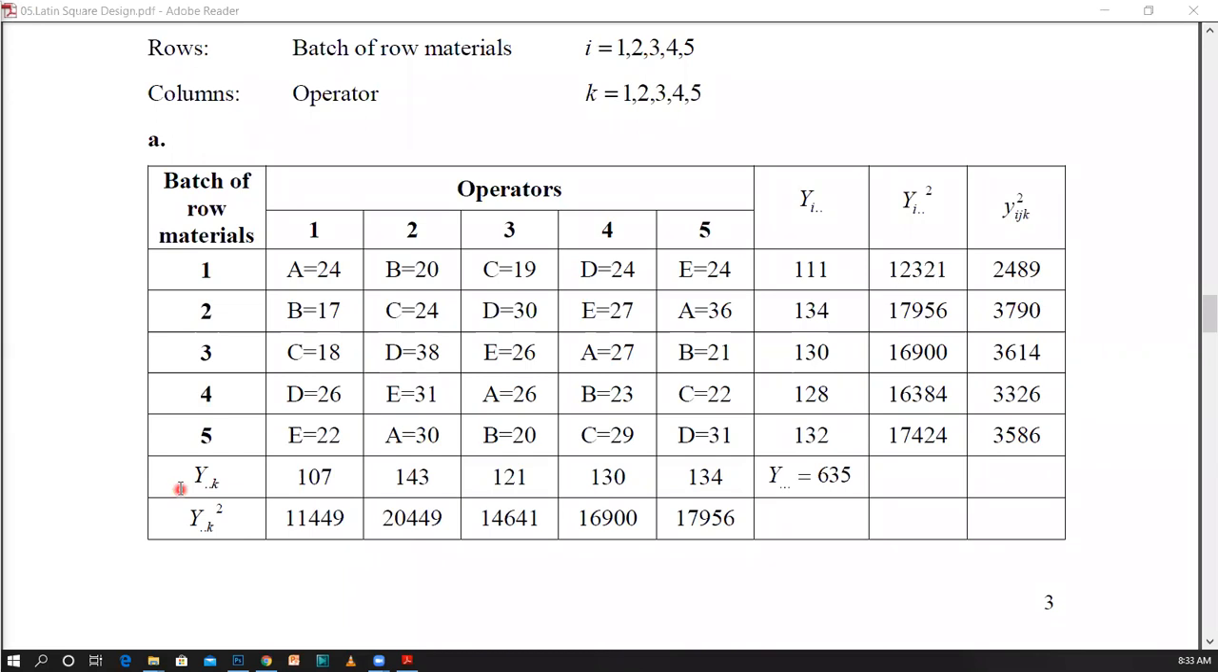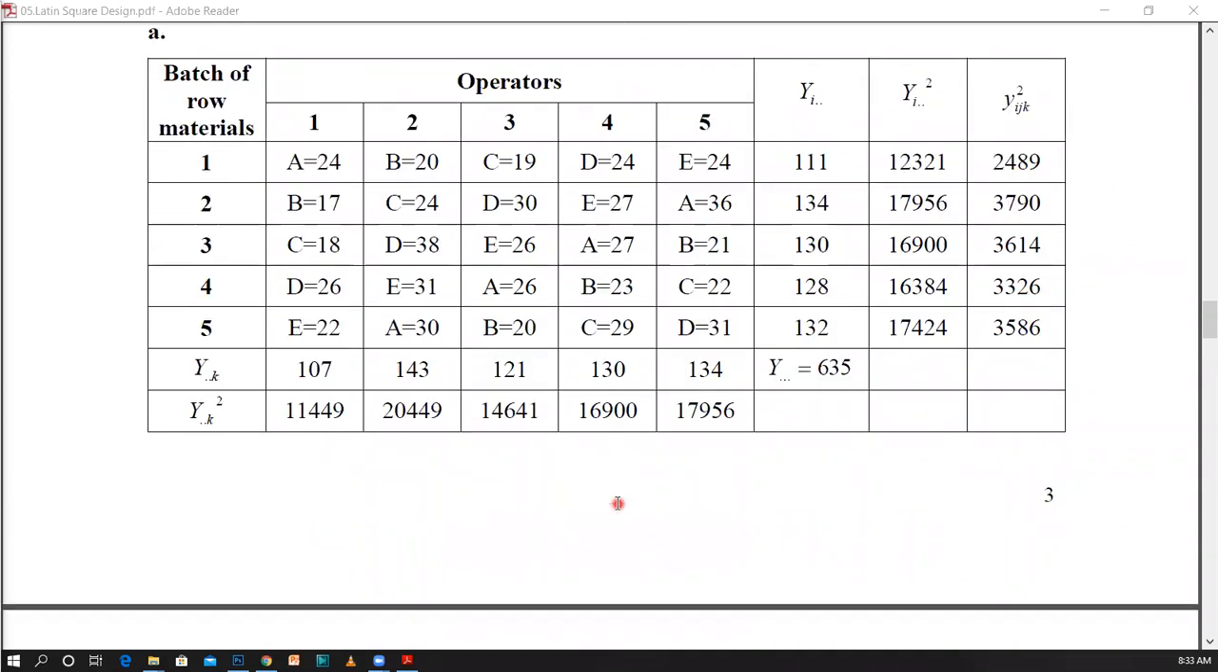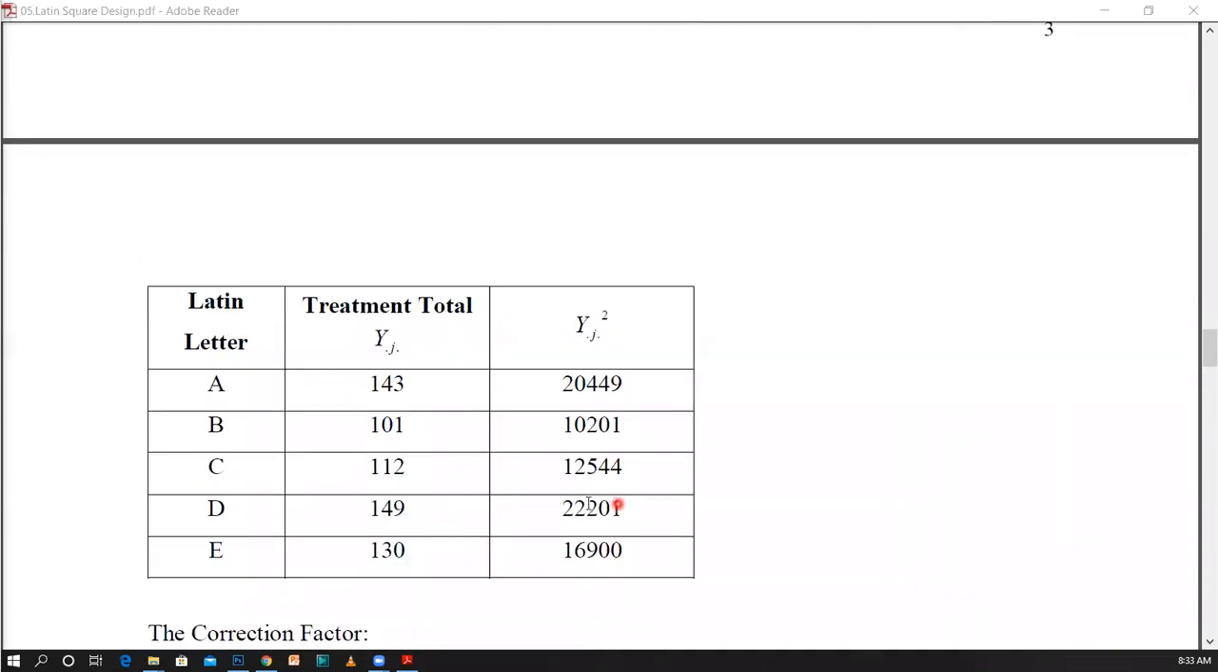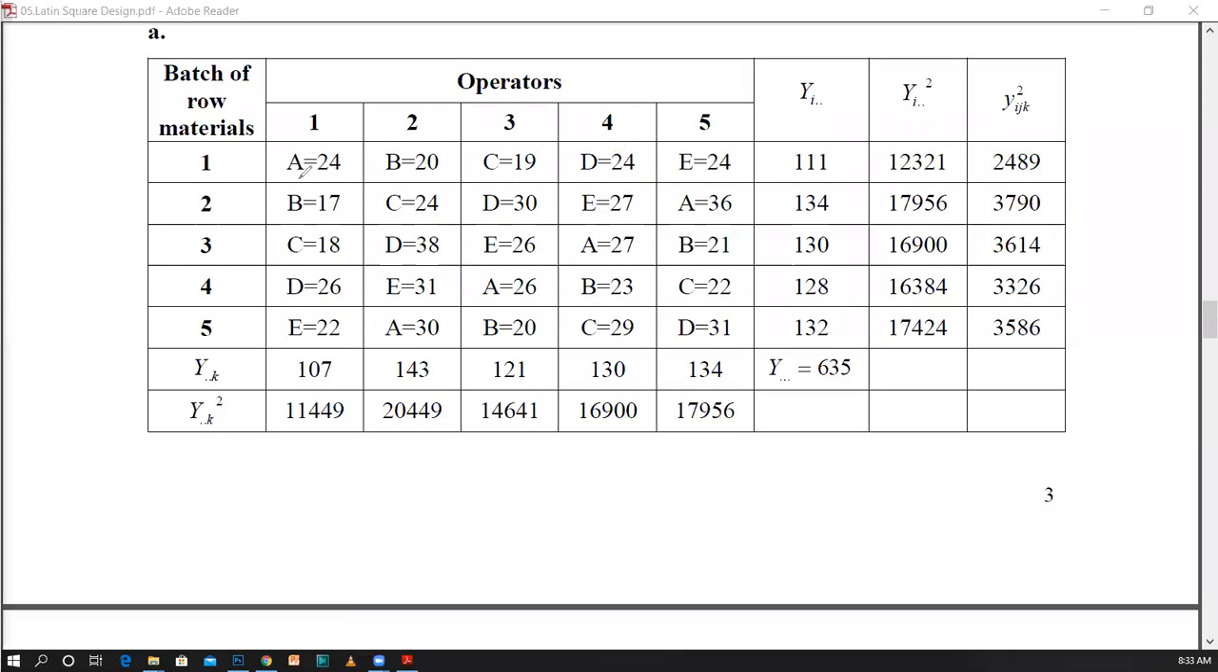Treatment totals means here we had five treatments: A, B, C, D, and E. Therefore, we have to prepare a separate table to obtain these treatment totals. Since the treatments are denoted by the Latin letters A, B, C, D, and E, we have to take the treatment totals. To get this 143, what you have to do is, first of all, identify all the places where we can see this letter A. Here we can see letter A. Here letter A. Here letter A. Here letter A. Here we can see letter A.